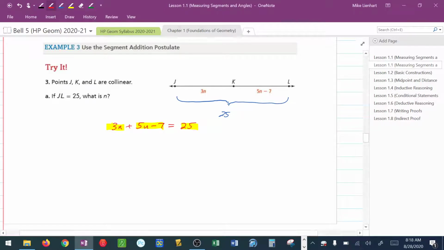I now use some algebra to solve. I've got 8n minus 7 is equal to 25. Add 7, 8n is equal to 32. Divide by 8, n is equal to 4.